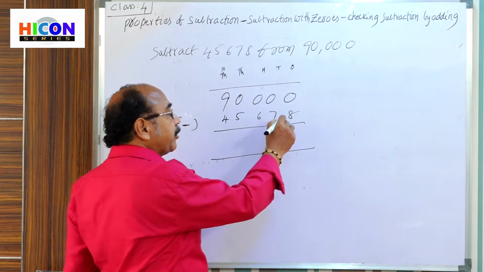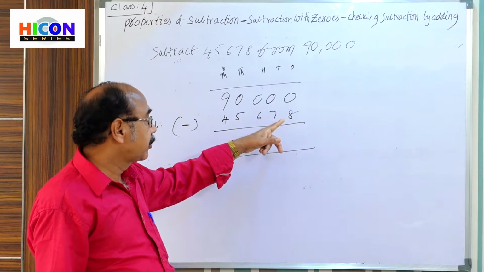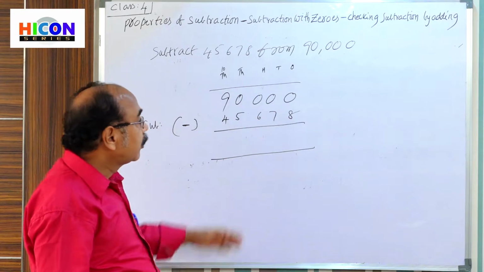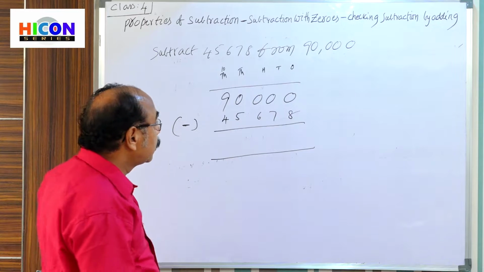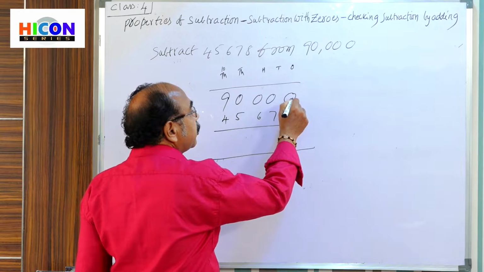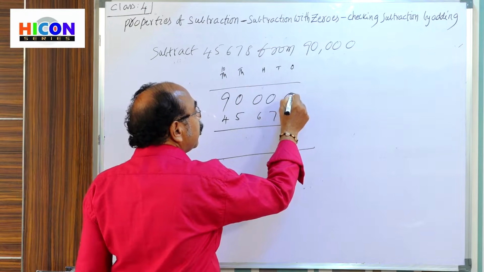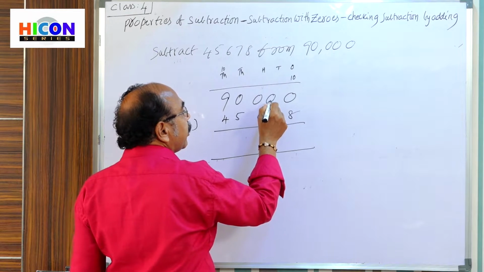We can't subtract 8 from 0. So take borrow from its before place. This 0 is taking borrow, so 0 becomes 10.